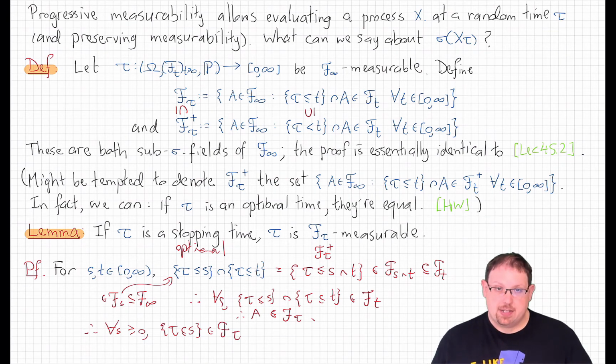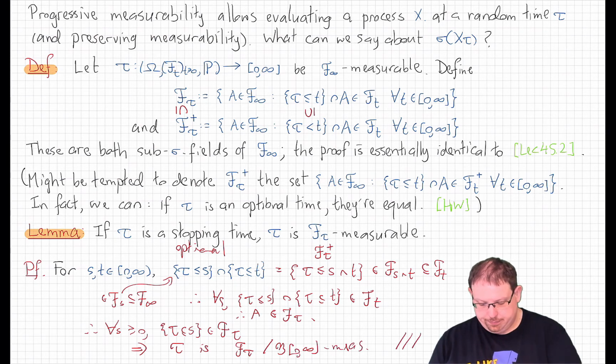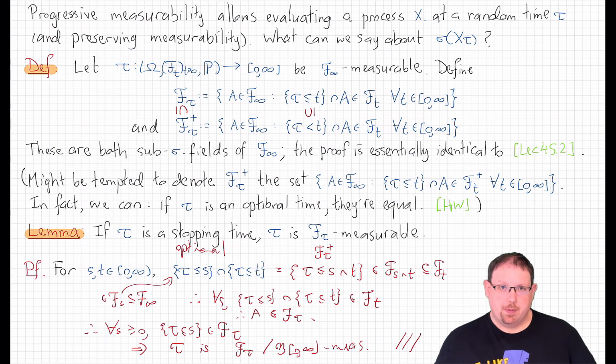And since tau is taking values in the positive reals that is equipped with the Borel sigma field that is generated by intervals of the form 0 up to s, it therefore follows that tau is F_tau Borel measurable, which is what we wanted to show. So tau is F_tau measurable, but what about the random variable X_tau?